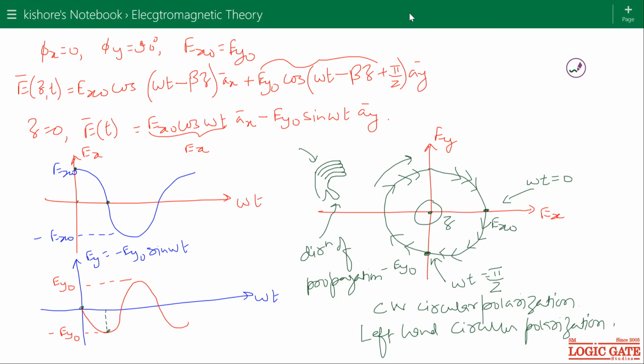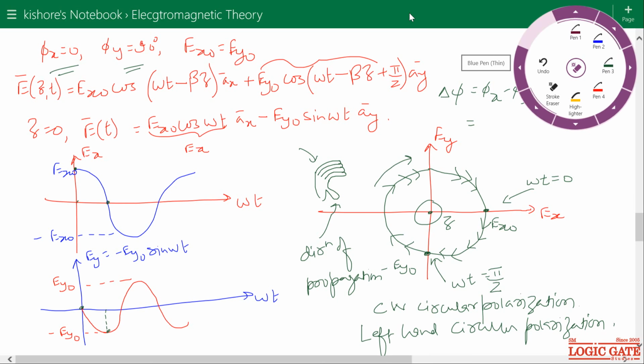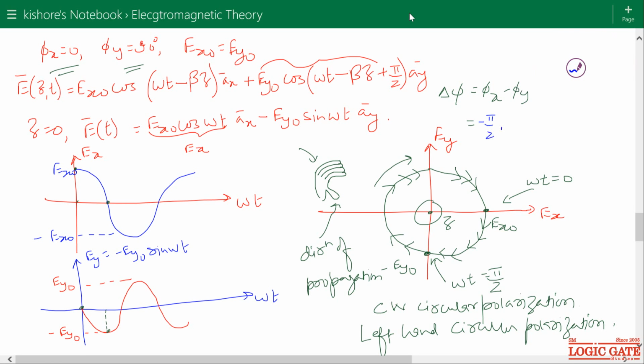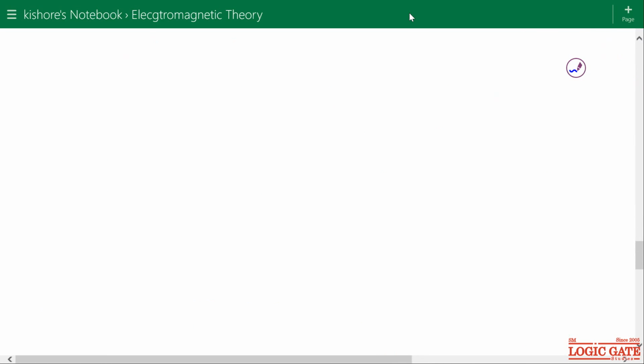Here phi x is 0 and phi y is 90 degree. So del phi is phi x minus phi y. If it is minus 90, or better to write minus pi by 2 or minus 5 pi by 2 or minus 9 pi by 2, in all cases we will have same resultant. So now I can write the generalized expression for circular polarization.